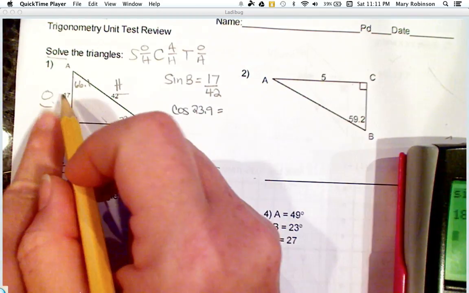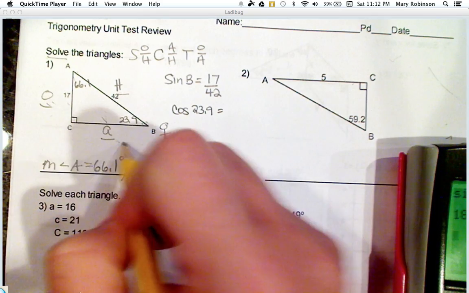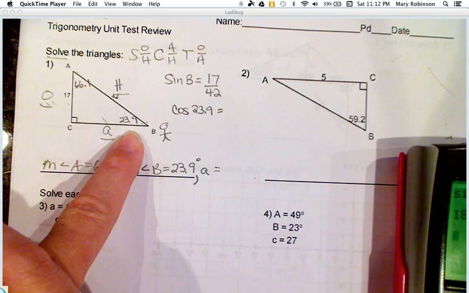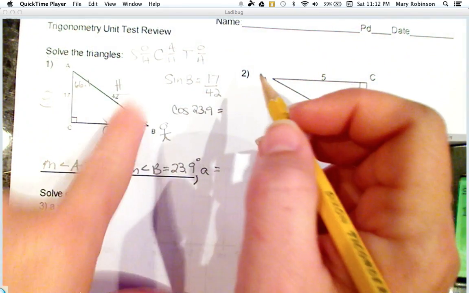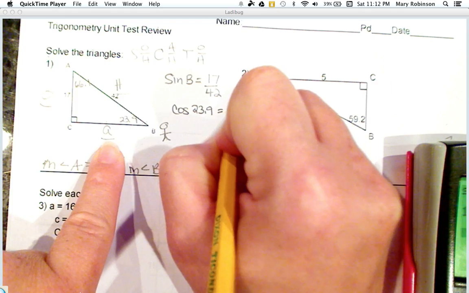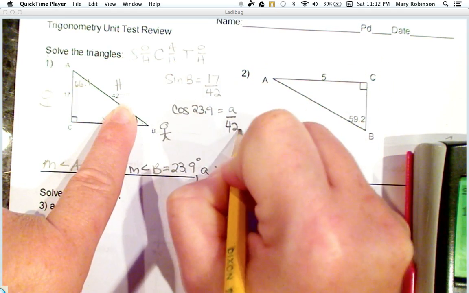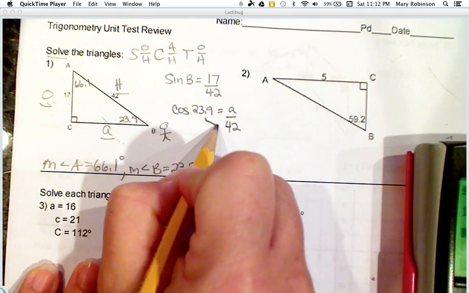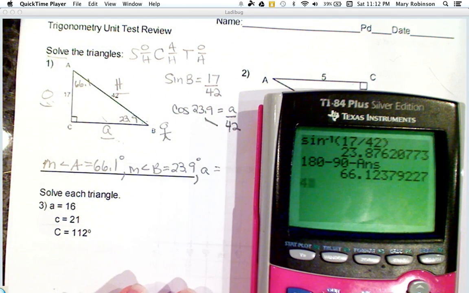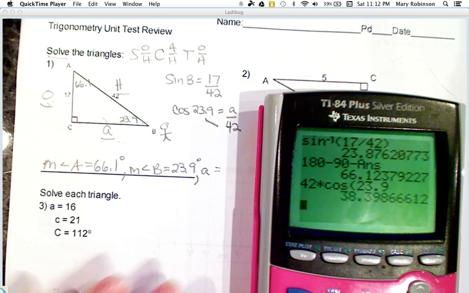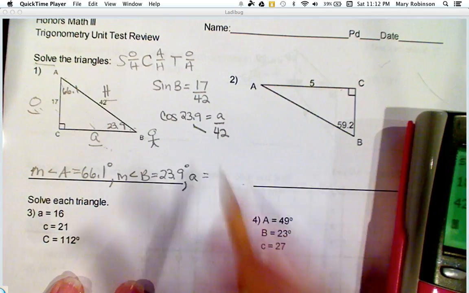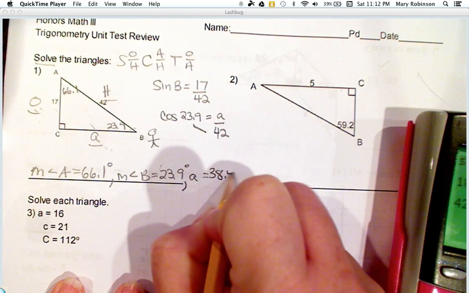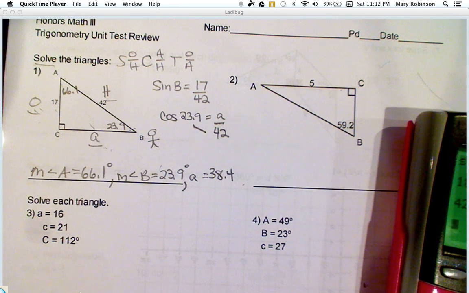Well, actually, we don't want to use that, I'm sorry. Tangent is opposite over adjacent. Tangent of 23.9 equals 17 over A, and you can solve that way. But since I'm using cosine, I'm going to use the adjacent over the hypotenuse, 42. Then I'm going to cross multiply. In my calculator, I type in 42 times the cosine of 23.9 degrees, and I get a length of 38.4. Now I have completely solved this triangle.